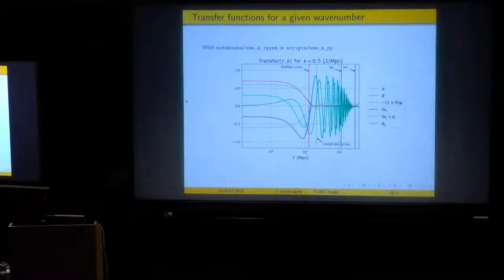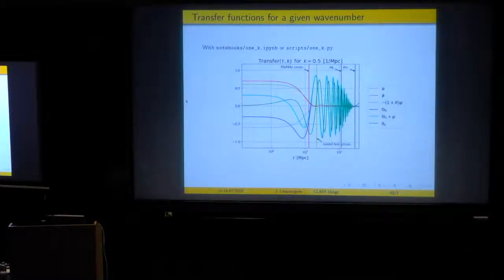The previous notebook that I showed was called one time because the time was fixed and we wanted to plot the perturbations as a function of wave number k. But sometimes you are interested in the opposite. You want to fix one wave number k, and for this wave number, you want to follow the time evolution of the perturbations from the early universe until now.